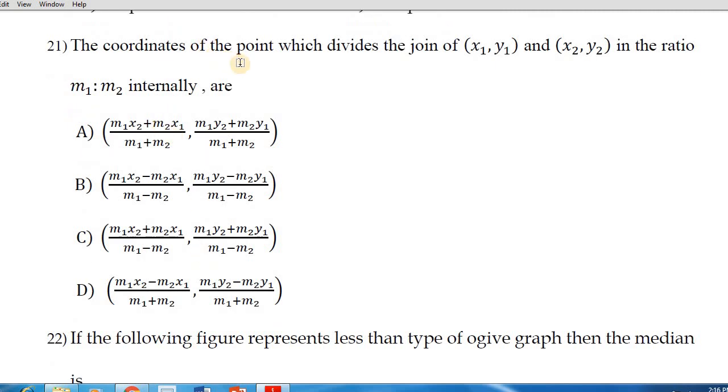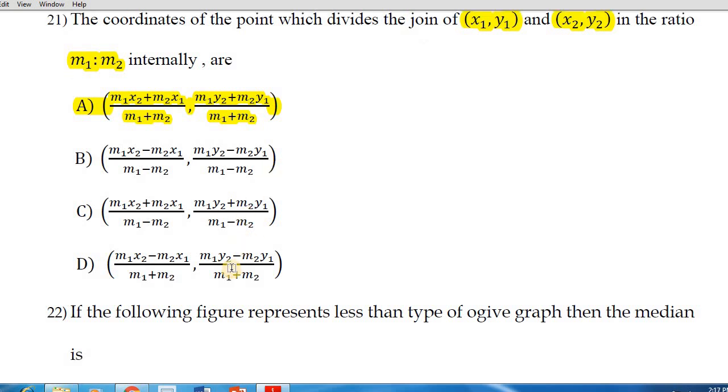21st question. The coordinates of the point which divides the join of x1, y1 and x2, y2 in the ratio m1 is to m2 internally. It means here you want to write the section formula, children. So m1 x2 plus m2 x1 by m1 plus m2, m1 y2 plus m2 y1 by m1 plus m2. That is option A, the right answer. And see, in the section formula nowhere do we have a minus symbol. In option B there is a minus symbol, in option C also we have a minus symbol, and in option D also we have a minus symbol. So directly all options B, C, D go wrong. The correct option is A.